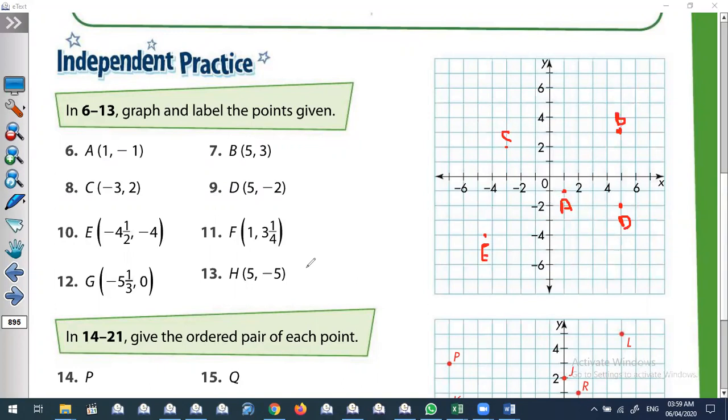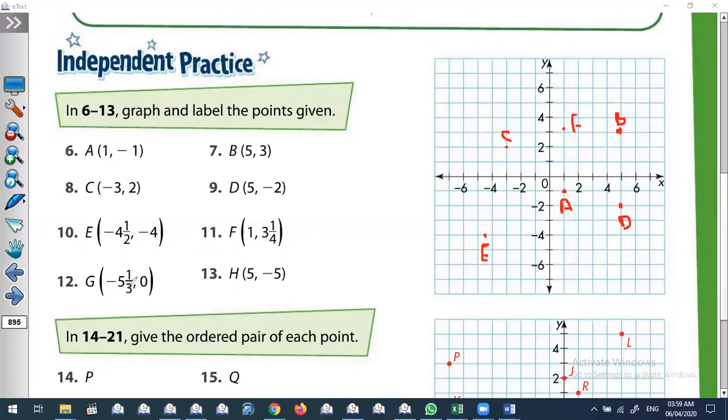F, 1 and 3/4. 3 and 1/4. F, 1 and 3.25. 1 on x here. 3.25 is after 3, maybe here, no problem, before the middle. So this letter is F.